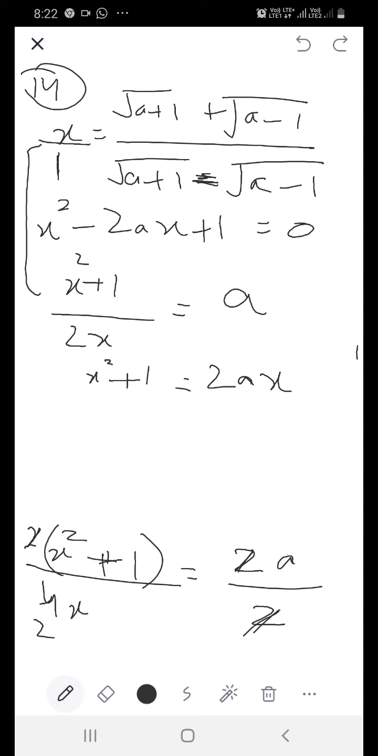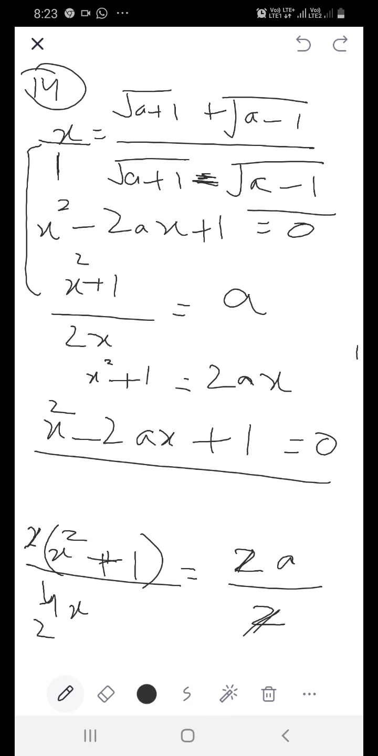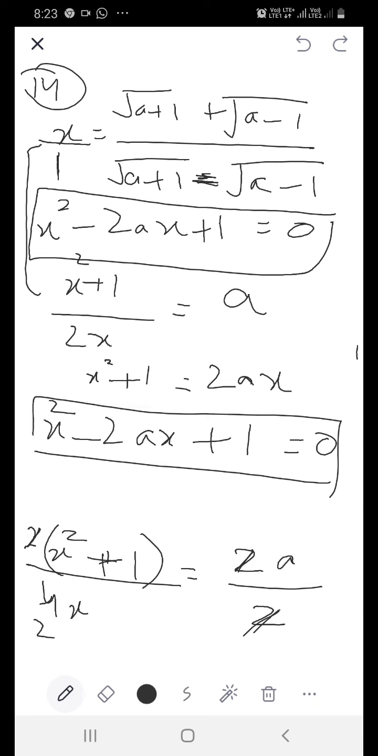It will become x square minus 2ax plus 1 is equal to 0. And this is what we were asked to prove. And we have done the proving. I think you must have followed how to do the provings also by using the properties of proportion.